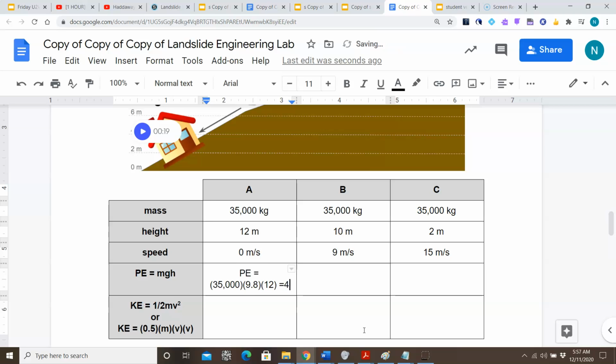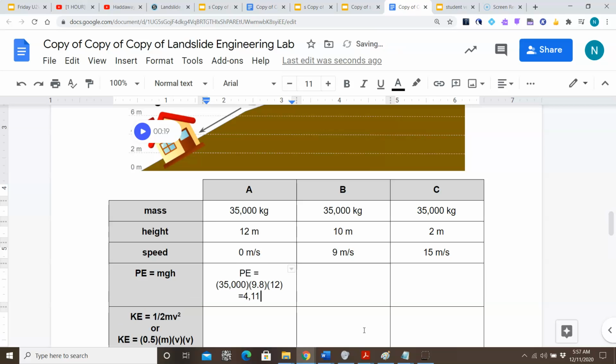This is 4,116,000 joules. All right, so you do the math and you calculate it. Okay. Just a quick reminder here, G is equal to 9.8. So when you see G, that's equal to 9.8.